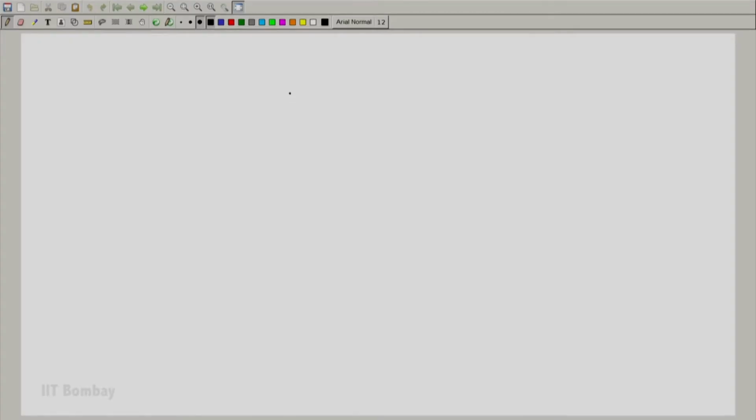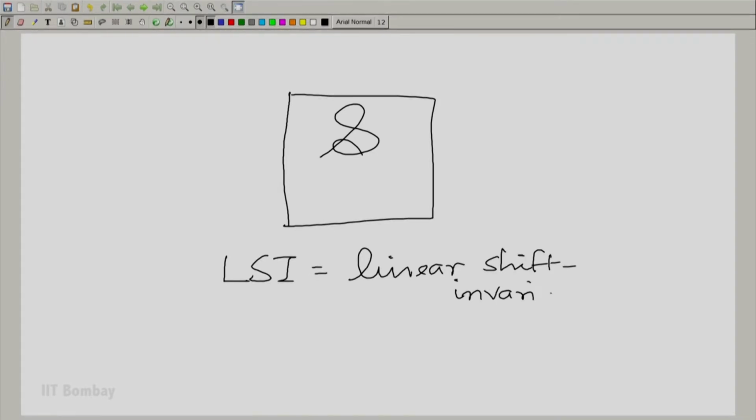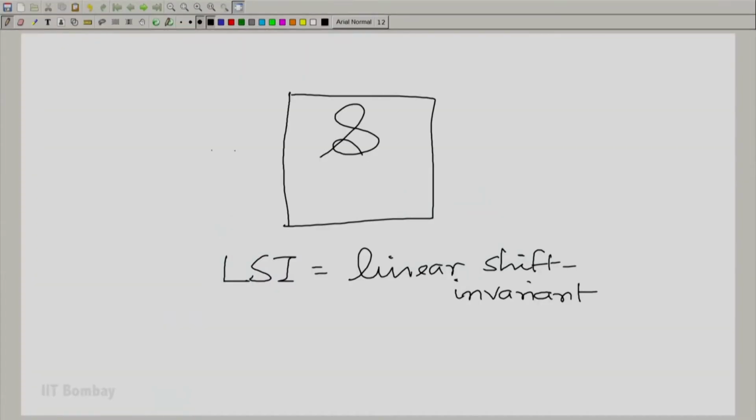So, once again we have this linear shift invariant system, and I am going to abbreviate linear shift invariant with LSI. I am going to use this abbreviation for the future. By the way, shift invariant is replaced by time invariant if the independent variable is time. So, time invariant is a special case of shift invariant. Anyway, let us get back to work here.